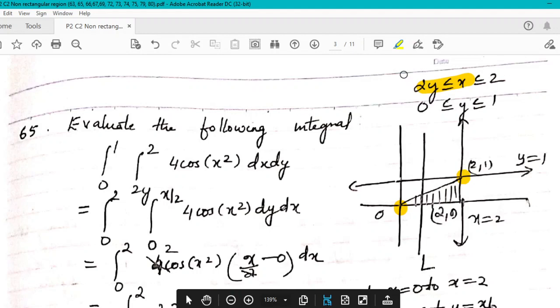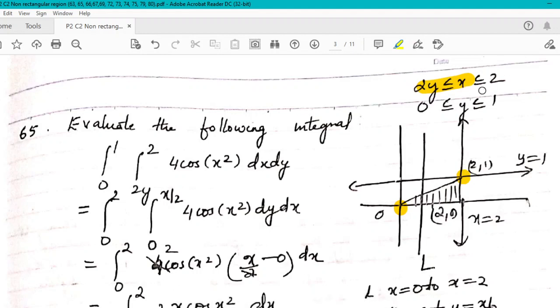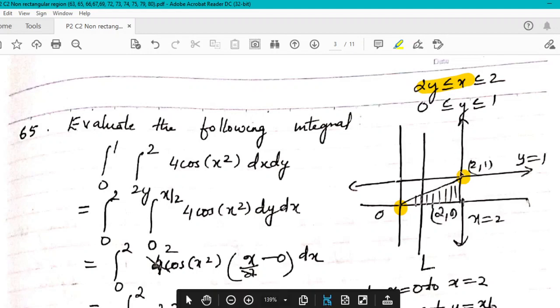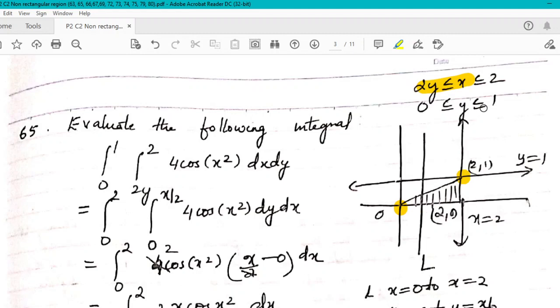Similarly, another boundary is x equal to 2. X equal to 2 means if this is 1, this is 2, the line passing through the point x equal to 2. This line. Now another is y equal to 0, which means our x-axis. Then y equal to 1. So this region.